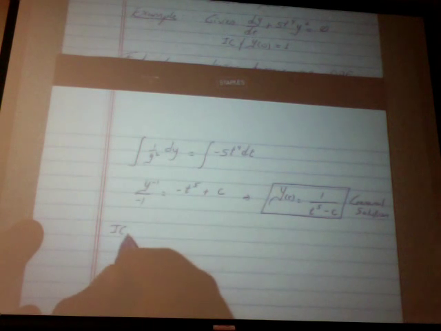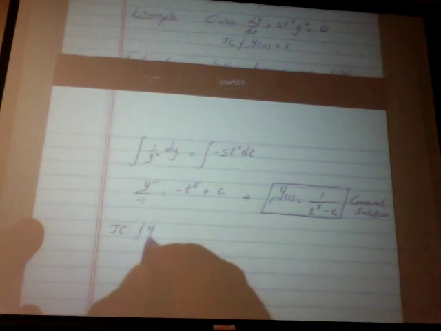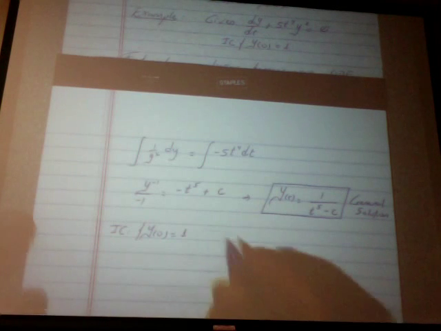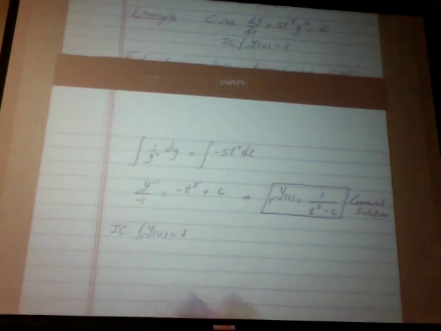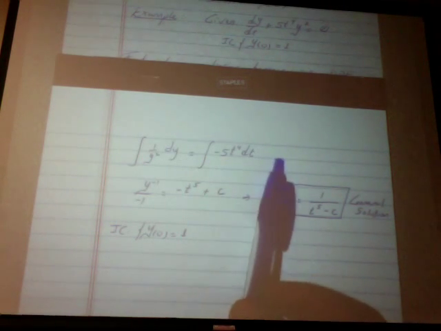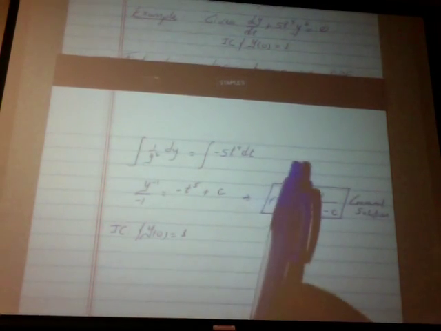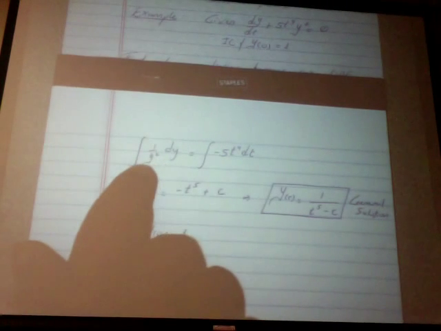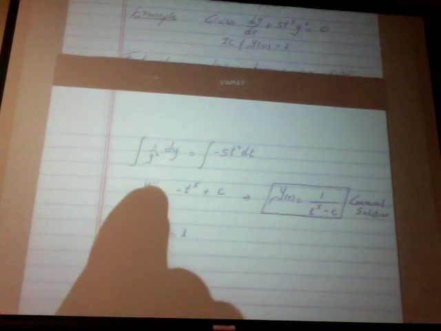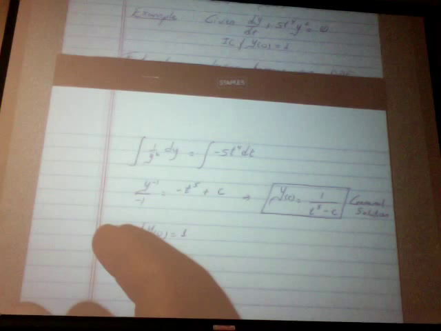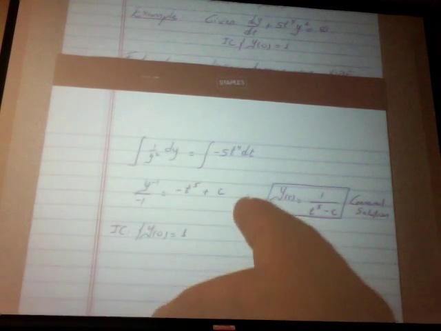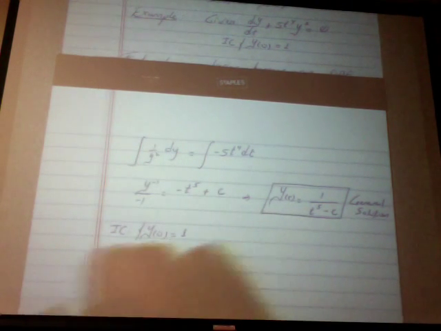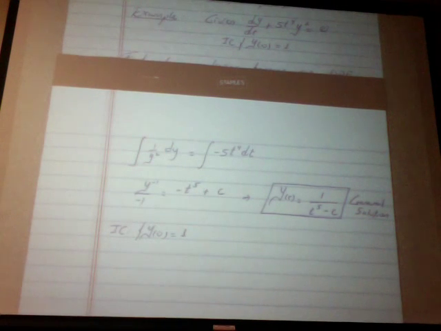With initial condition given as y of 0 is equal to 1. Notice that the answer happened to be arrived at in explicit form. That's not going to be the case all the time, right? It just happens that when we integrate the left-hand side, we got y to the minus 1, so we can easily invert that and make it y is the inverse of the right-hand side, okay? But not all the time will that be as simple as that.